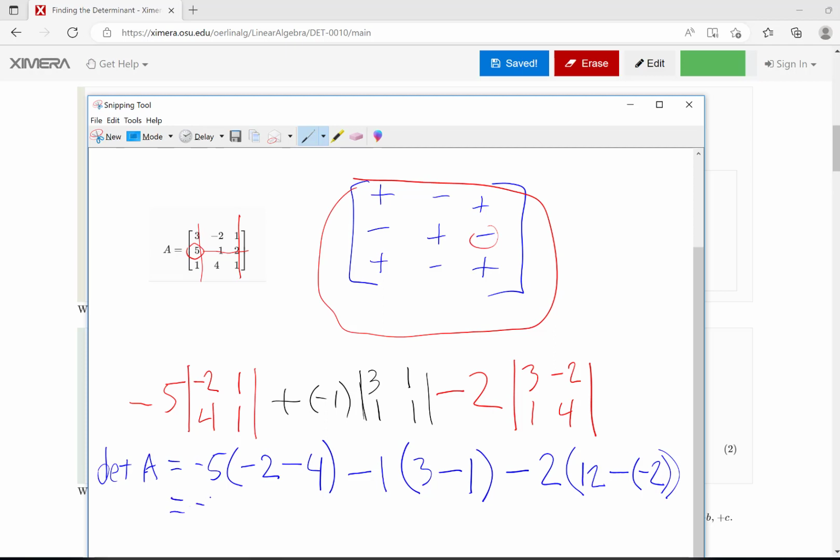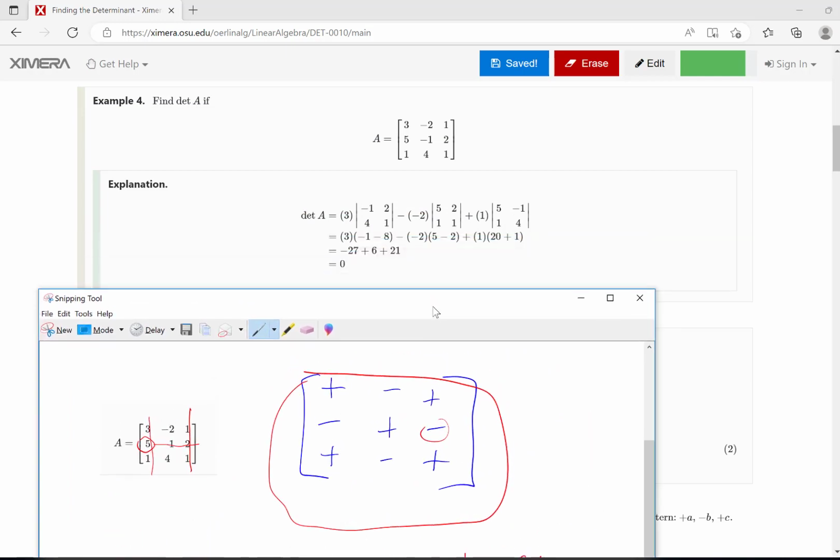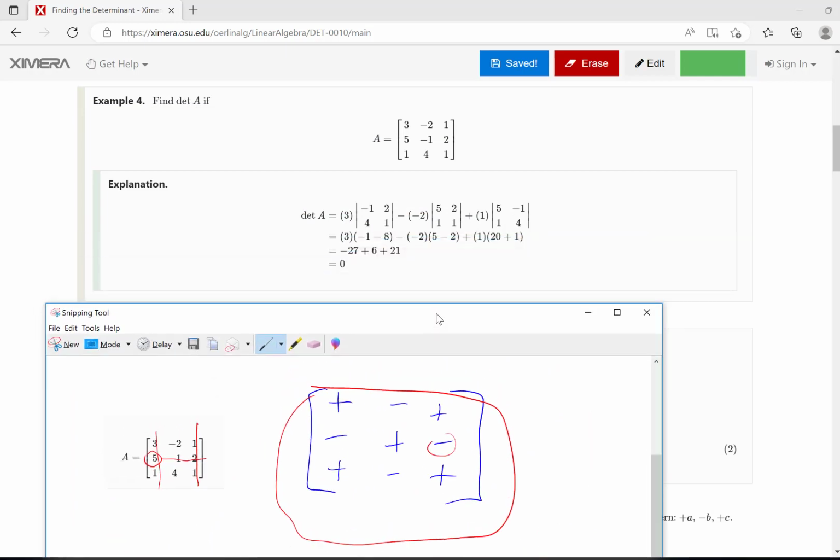So let's see what this equals. This is -5 times -6 minus 1 times, well, 3 minus 1 is 2, minus 2 times, well, here I have 12 minus -2. That's 12 plus 2. That's 14. All right, so let's work out what this is. -5 times -6, that's 30. But then I have to subtract 2, and I have to subtract 28. 30 minus 2 minus 28 is 0, which is exactly the same as what we got when we went across the first row.